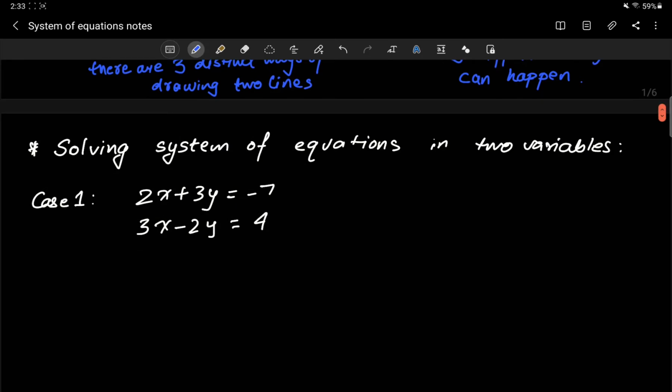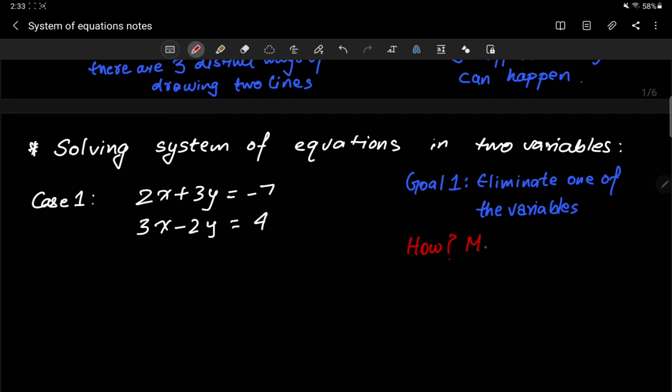Okay, first let's say we have these two linear equations to solve. 2x plus 3y equals negative 7, 3x minus 2y equals 4. Now, what is my goal? Goal 1 is to eliminate one of the variables.